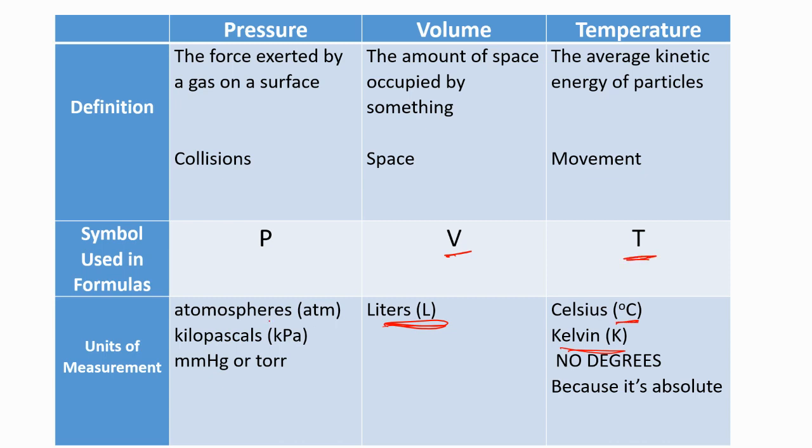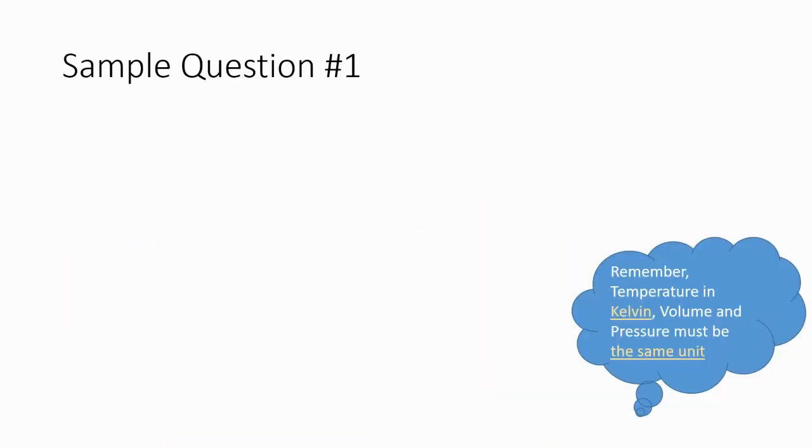And then unfortunately, atmospheres, kilopascals, millimeters of mercury, torr, psi, all of those are pressures. That's the harder one to figure out. But volume is liters and temperature is degrees Celsius. Pressure is a little bit more difficult because there are so many units. But let's get into it a little bit.